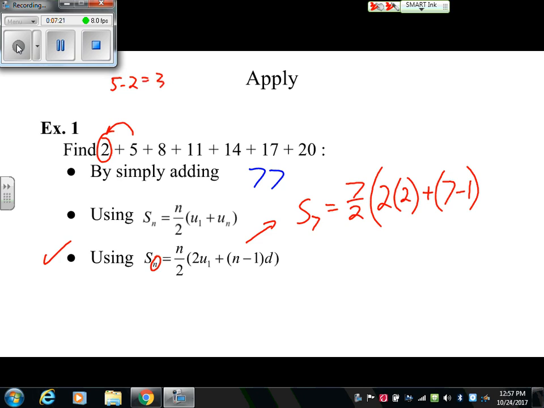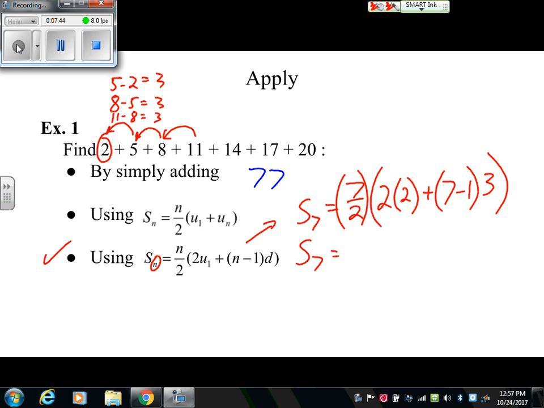But just to make sure it's common, let's check it on the next one. 8 minus 5 also gives me 3. And then 11 minus 8 also gives me 3. So I definitely have a common difference. It is a common difference of 3. I can plug that in. Again, if I throw parentheses around this, I can type this all into my calculator in one single step. But if you want to clean it up a little bit first, you're welcome to do that.